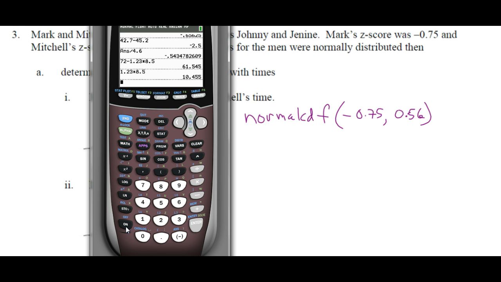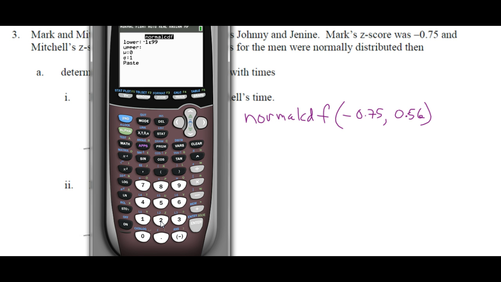Okay. So here's what you do. You go second function, vars, which takes you into the distribution menu. Okay, so second function and then vars. That'll take you into the distribution menu. We want normal CDF, which is 2. So you can either push 2, or you can arrow down to it and hit enter.